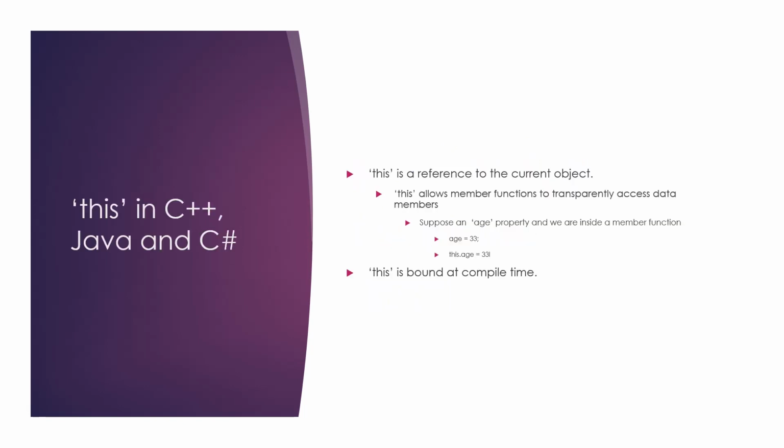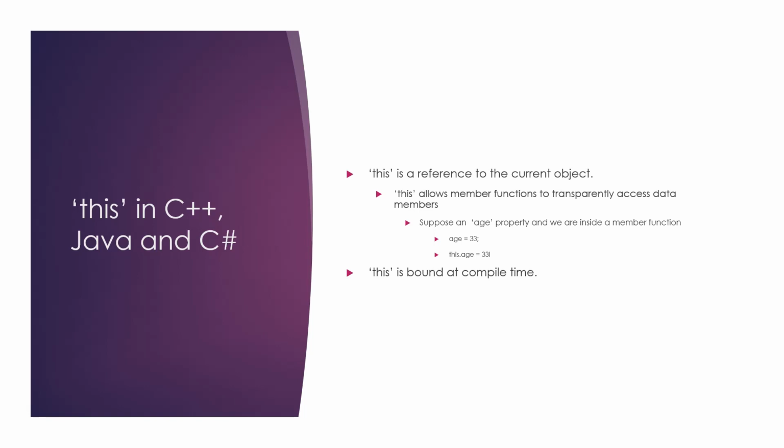This time we'll discuss this. So this in C++, Java, and C#. In these languages, this is a reference to the current object. This allows member functions to transparently access data members. Suppose there's an age property, and we are inside a member function. So age = 33 is the same thing as this.age = 33. You don't need to be explicit, but you can be.